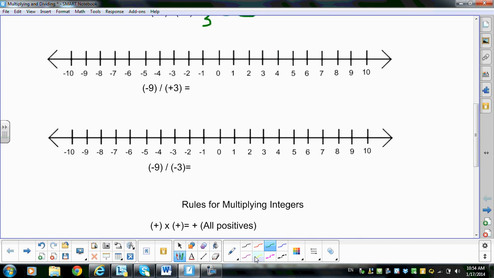Looking here, I'm going to change over and start at my -9, and I need to do the same thing, jump back to 0, making 3 equal jumps. So how many did I jump by? I jumped by -3 each time. Not +3, because I'm on the left side of 0. I jumped -3. And the negative always wins. So if you see a negative and a positive in a question, the negative always wins.